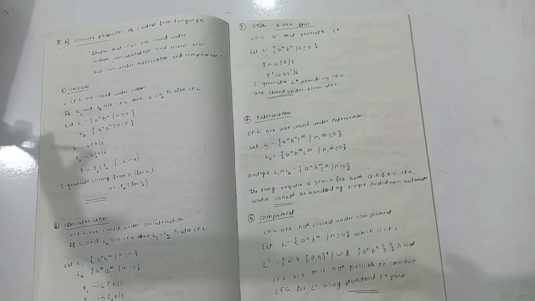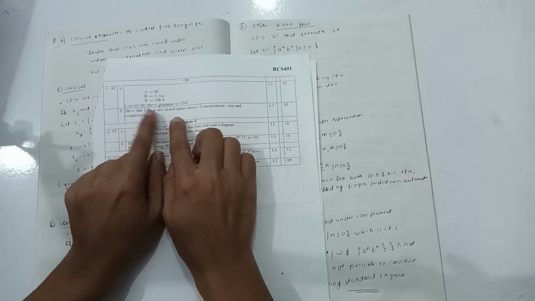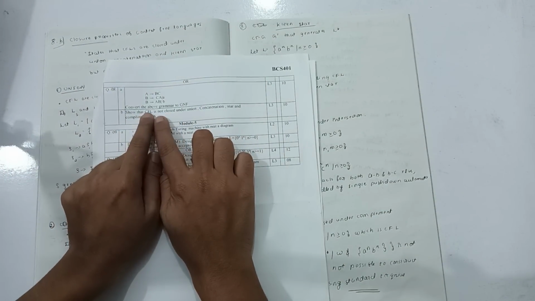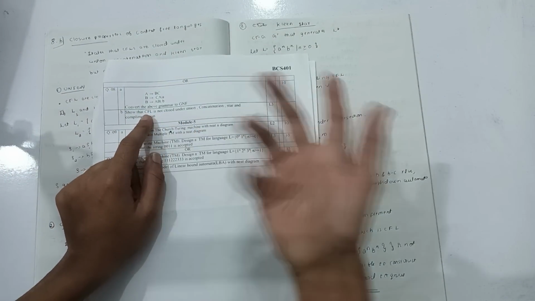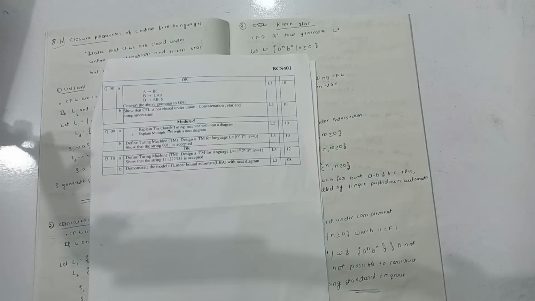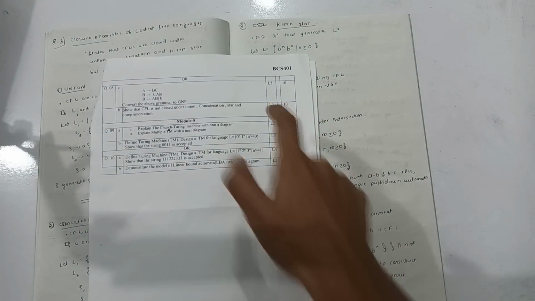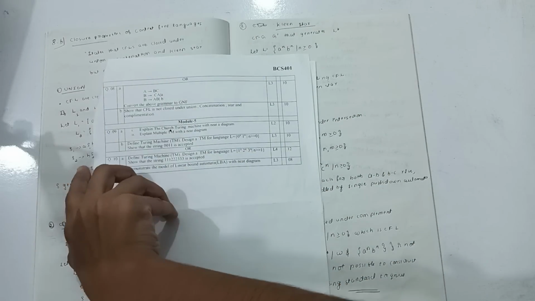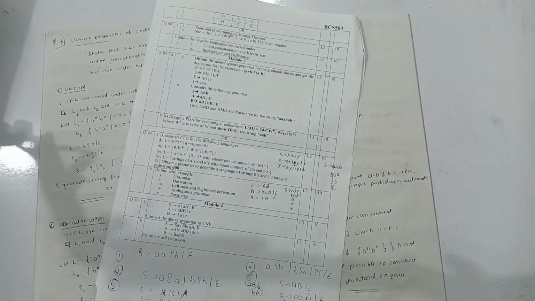What they asked is to show not closed, they are asking everything is not closed under CFL. So they may be trying to contradict the proof. I don't know that much about that. So this is the paper. Okay, I tried my best, hoping it's helpful for you.